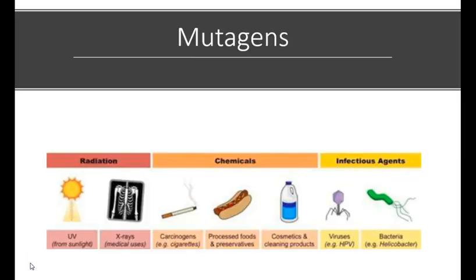I told you that our DNA is really good about replicating itself, and it checks itself to make sure no mistakes are made. It is very good, but like anything, it's not perfect, and mistakes are made naturally. However, there are some chemicals that cause DNA to make mistakes more often. Those things can be UV sunlight, X-rays, different carcinogens, preservatives in your food, cleaning products, even viruses and bacteria can sometimes cause mutations. Anything that causes an increased rate in mutation is called a mutagen.